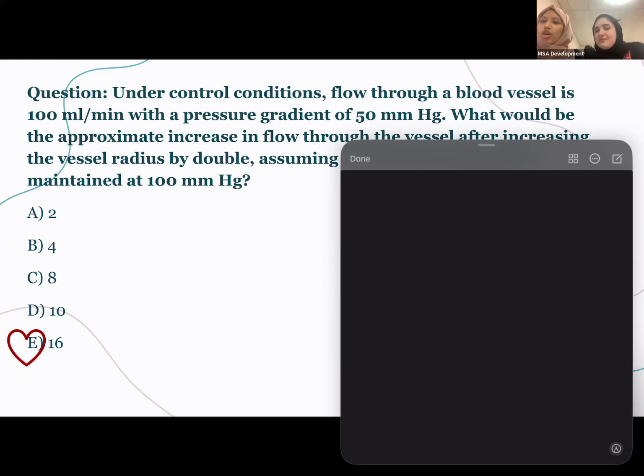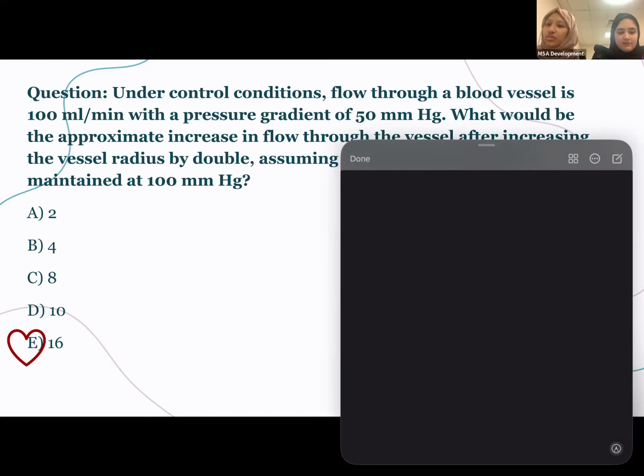So again, my mistake was thinking pressure. Sorry, my bad. They're asking about how flow changes. Ignore the 100 millimeter. They just mean if they say maintain, that means it's constant at that pressure. So they're saying, how does flow change with resistance?